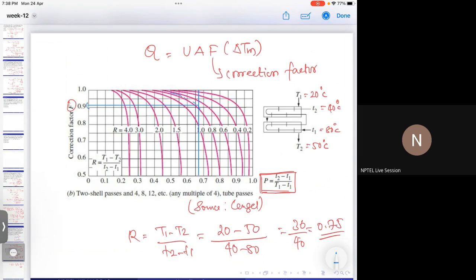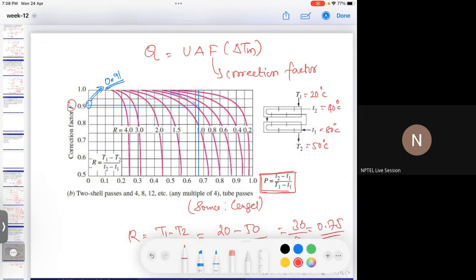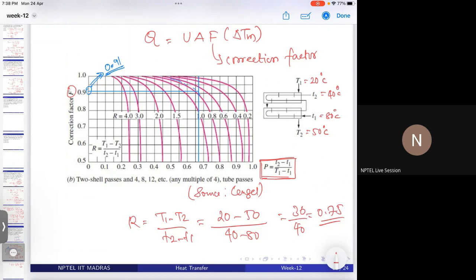So this will be close to around 0.91. That is the correction factor. While using the graph, there will be some difference. Means when you calculate, it will be 0.92 or 0.93. So that is acceptable, not too much. Some tolerance is usually acceptable while using these graphs, but not more than some 20 or 30%. Okay.